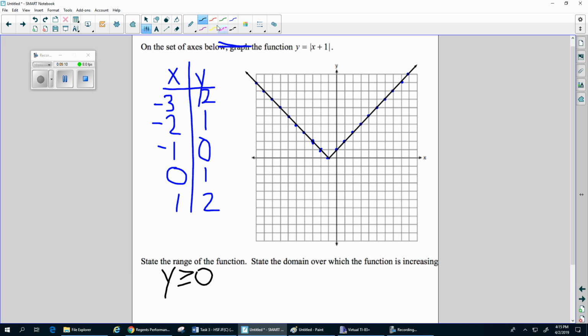State the domain over which the function is increasing. As we read our graph from left to right, my function is increasing in the highlighted parts. Remember, when we're talking about domain, we're talking about our x value. That starts when x is equal to -1. So x is greater than or equal to -1 is when we start to increase.